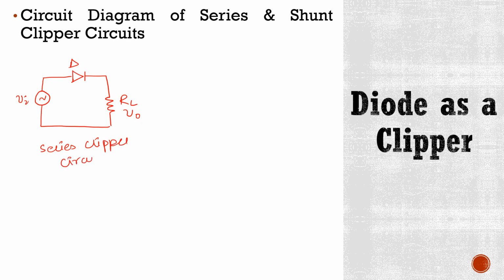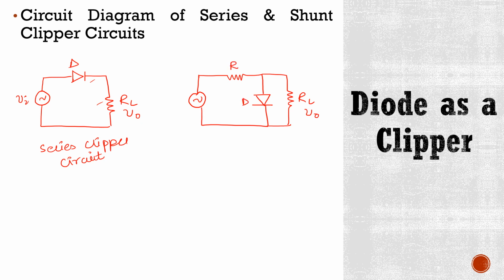Now in the case of parallel or shunt clipper circuits, the diode is connected in parallel with the load resistor. So the circuit diagram of this parallel clipper circuit is like this, where this is the load resistor RL and the output voltage is measured across this load resistor. This is the diode, this is another resistor R, and this is the input source. So this is a parallel or shunt clipper circuit.